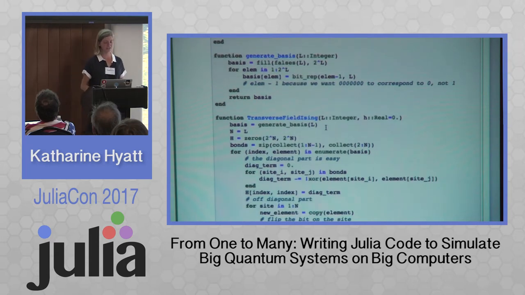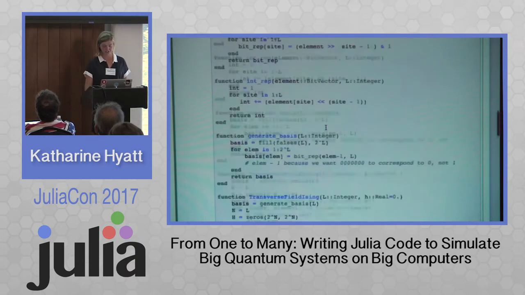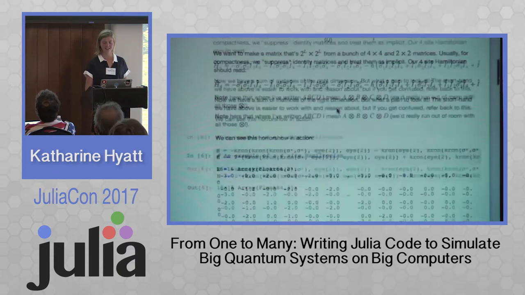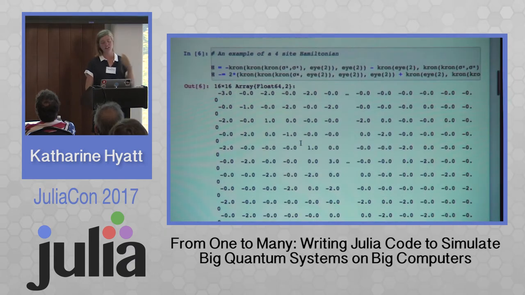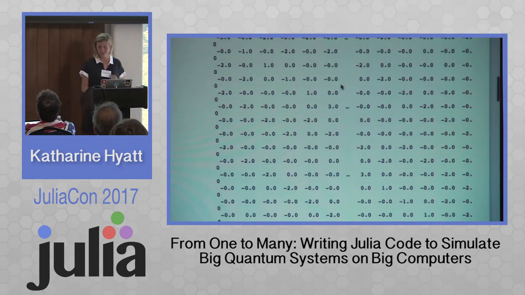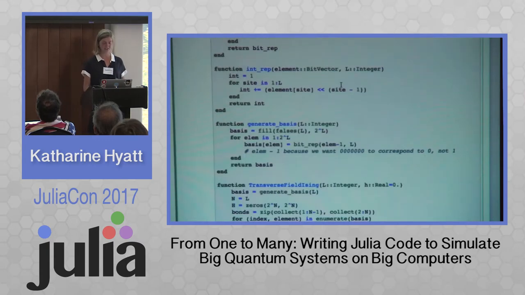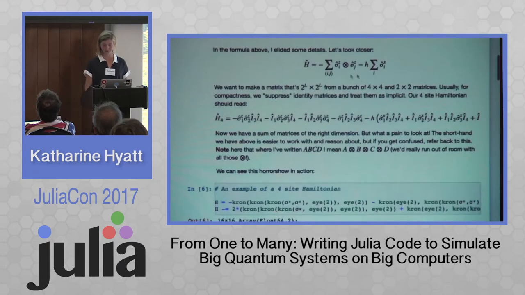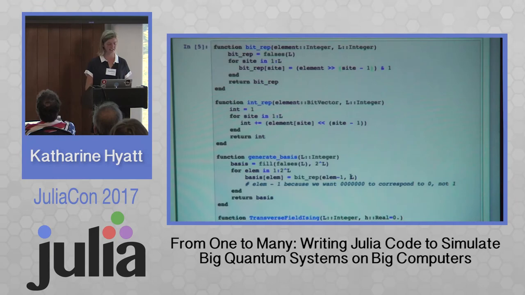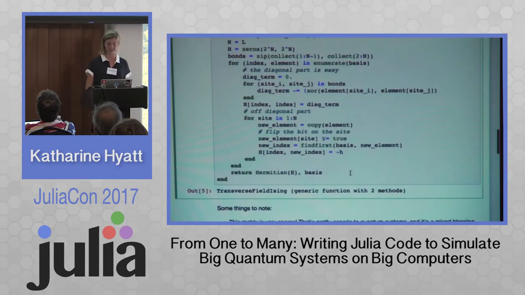So we need to do two things. We need to generate the list of configurations, and then we need to write a function to turn this into this. One way you could do this is to write all the Kronecker products out. I don't recommend doing that because it's horrible, but you could do it that way. Another option is to use the little recipe here to actually fill in the matrix elements, which is what I've done in this example.